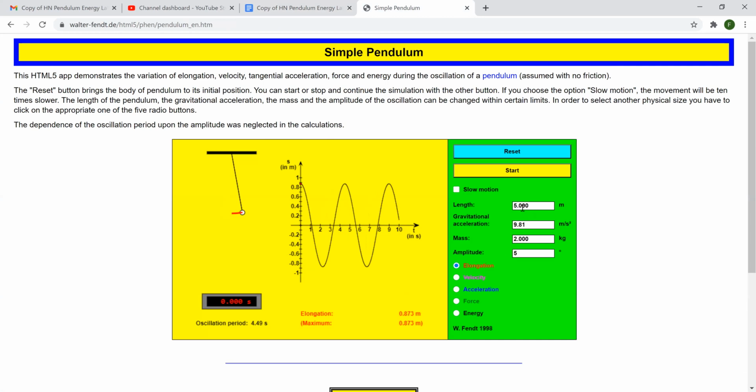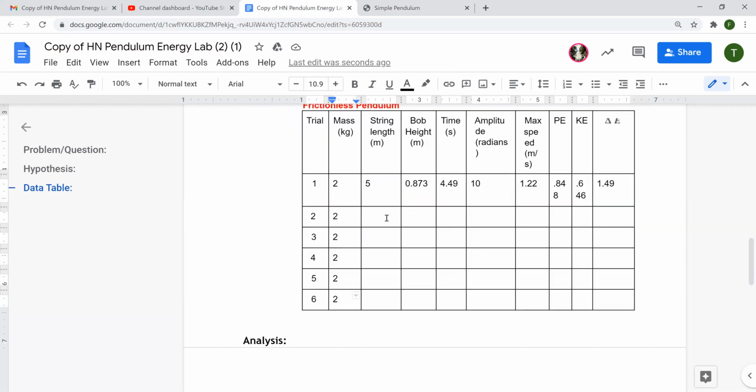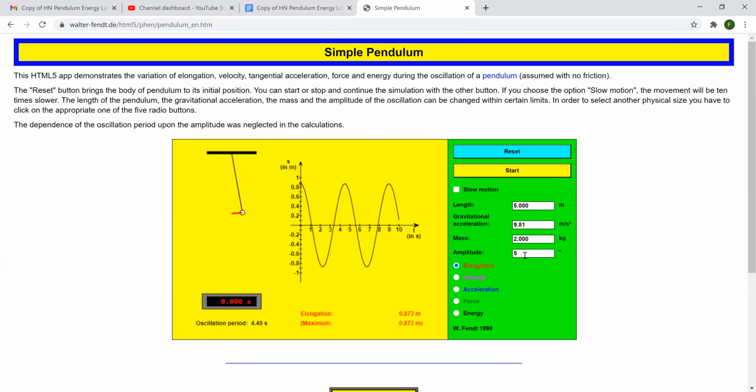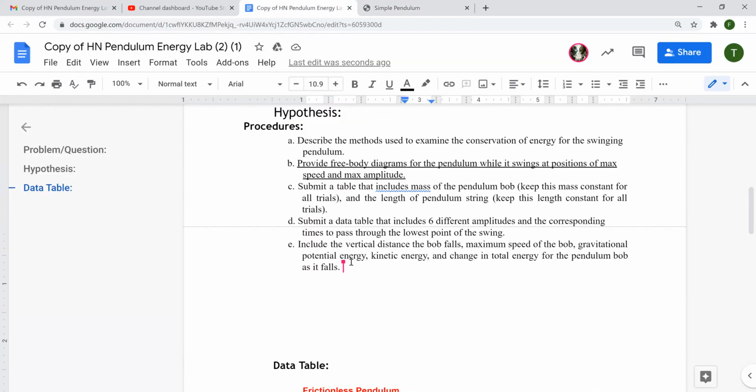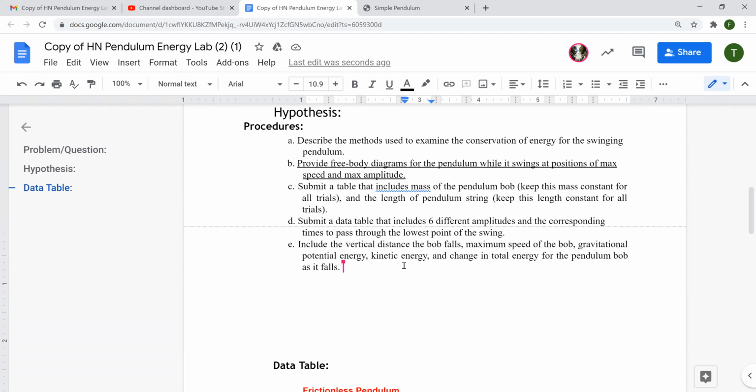The length. Did I change the length? I did. Okay. So we'll keep that 5. And then the rest of this we filled in. So the amplitude is now 5. Let me just read this one more time, make sure we're giving everything. Vertical distance the bob falls, that must be the bob height. Maximum speed, gravitational kinetic energy, okay, as it falls. All right.